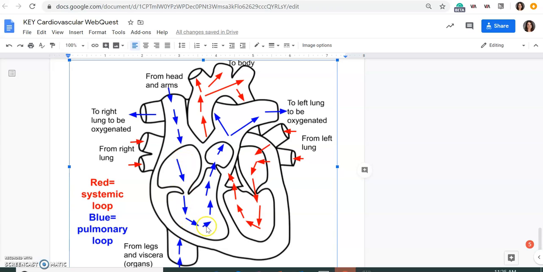And then this blood goes into the right ventricle, leading through the pulmonary semilunar valve, and then out through the pulmonary arteries. This side goes to the right lung to be oxygenated. This side goes to the left lung.